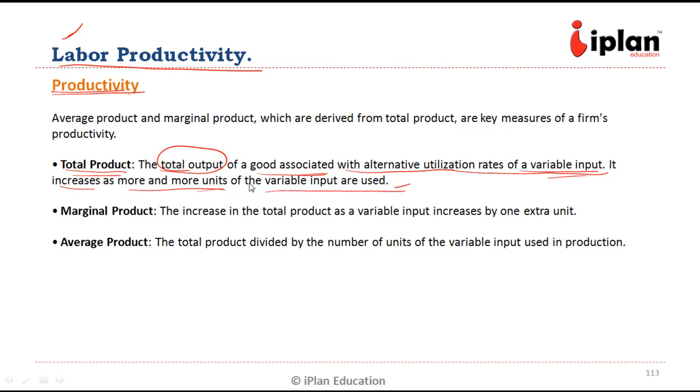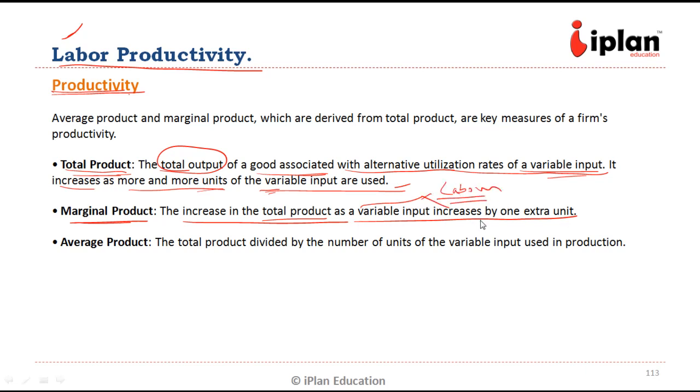So it will represent, if we are hiring more and more labor, they will produce more output. So total product will be the output of all the input variables. Then the marginal product is the increase in the total product as variable input increases by 1 extra unit. So in this case, what is a variable input? We are talking about labor.